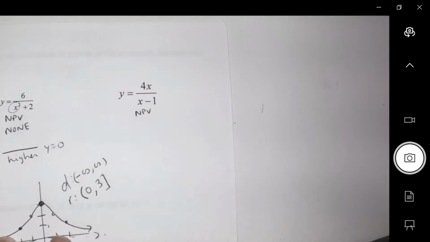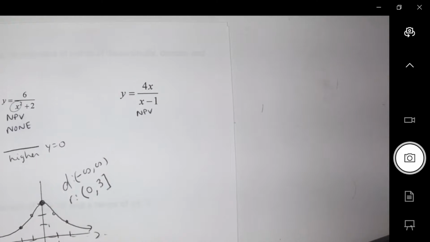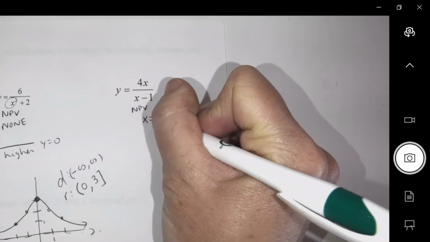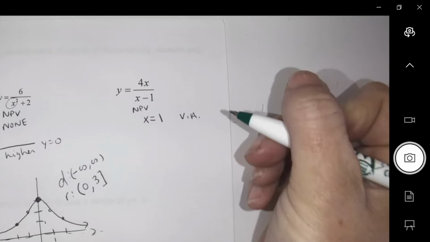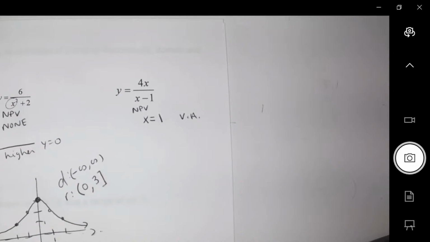Last one. Let's talk about our non-permissible values. Which x value is not good here? I don't like the number 1. Okay, so that will be a vertical asymptote. Let's talk about our degrees. Higher or same?